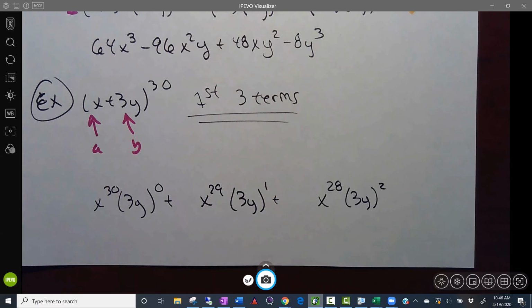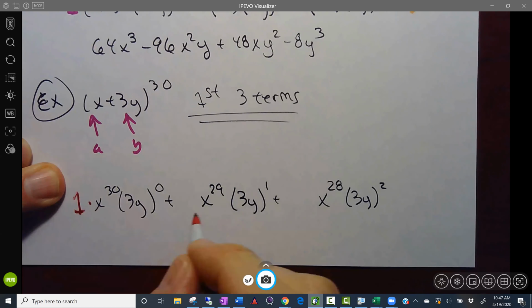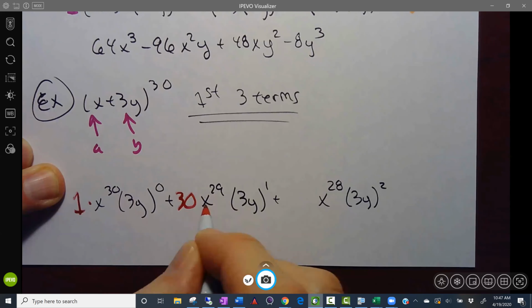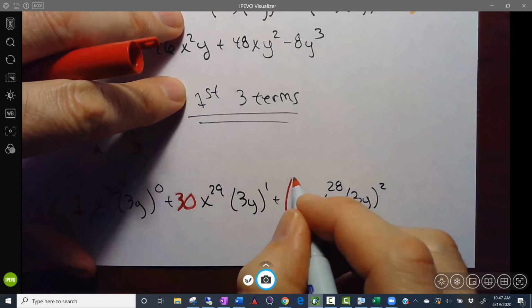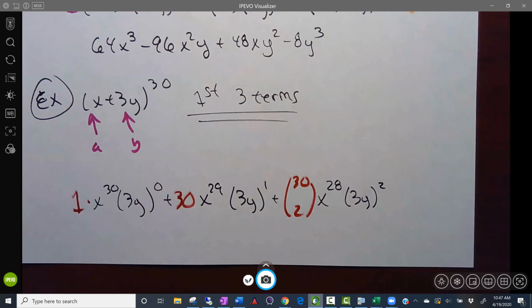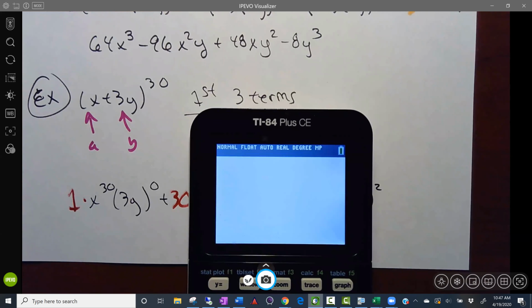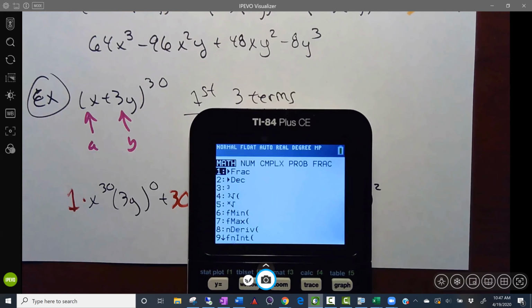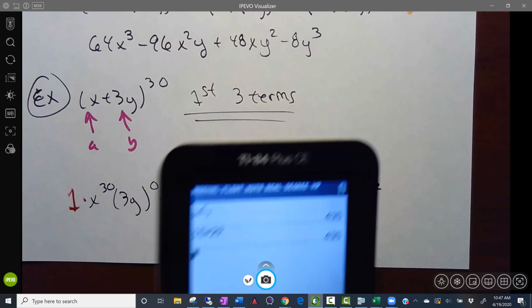So filling in the coefficients, I know that this is going to be a 1. This is going to be a 30, and this one is going to be 30 choose 2. Okay, so let's see if we can't figure out what that is. 30 choose 2 should be 15 times 29 is my guess, but let's figure out what that is. Let's try 15 times 29, and yeah, I knew it. All right, 435.